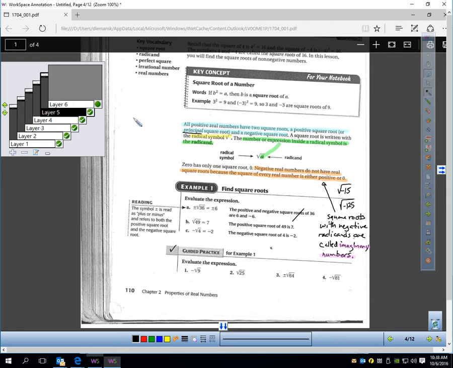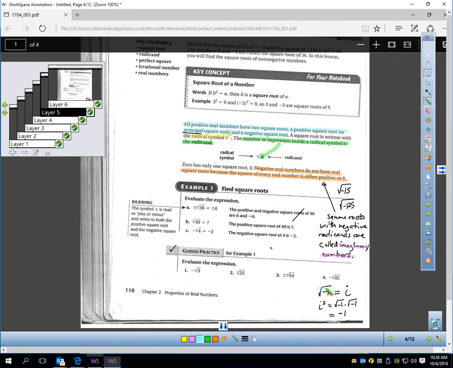Those are imaginary. One special imaginary number that you need to know is the square root of negative 1. It's a special imaginary number. It has a letter to represent it, i. The letter i represents the square root of negative 1. If you take i and square it, you're taking the square root of negative 1 times the square root of negative 1, which would end up giving you negative 1.